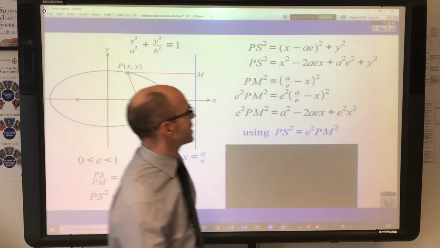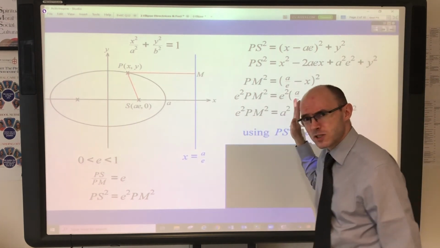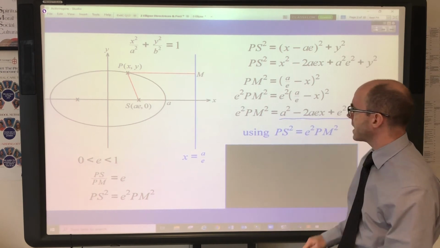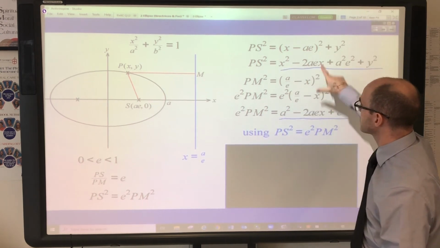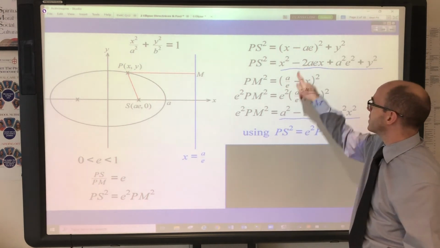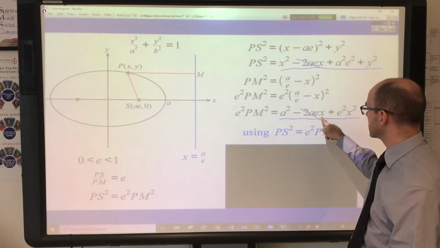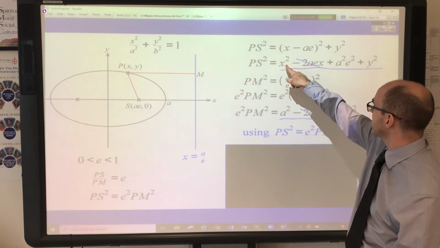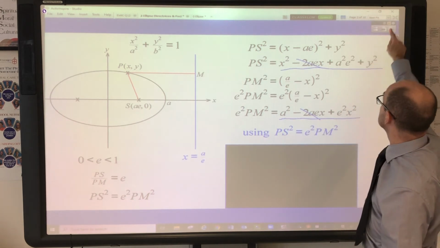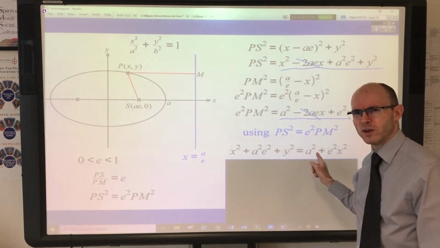So let's just take a moment to consider. I can't actually fit it all on, so I'm not going to try. What we're saying is that this there is exactly the same as this there. Can you see that these two will just cancel because you're going to have negative 2ax equal to negative 2ax. So we just want to write x squared plus a squared e squared plus y squared equals a squared plus e squared x squared, which is the next bit coming along. There we are, I can fit all of that one on nicely.